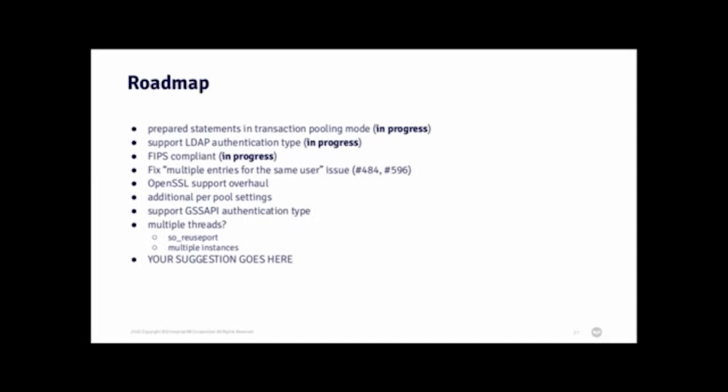Like I mentioned about SSL, we are planning to overhaul the OpenSSL support because it's too old. It's using an API from a previous OpenSSL, and some functions are in deprecation mode, so we have to change that. Some additional per pool settings, and also it would be good to support the GSS API authentication type. Sometimes it's desirable.